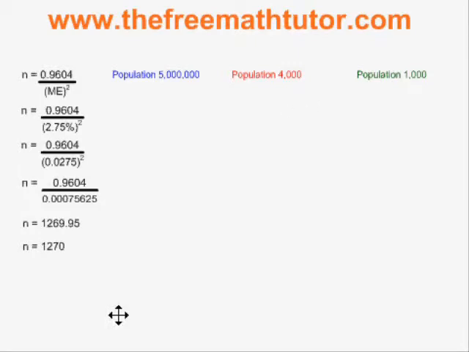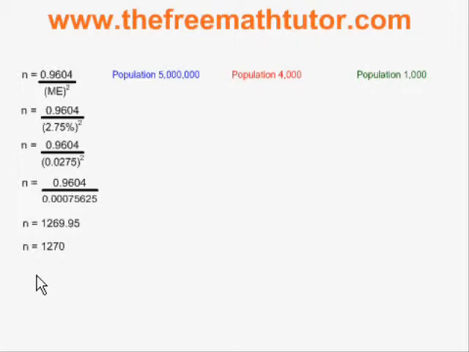And it makes even less sense to tell someone that they need a sample size of 1,270 if their population is even smaller than that, like this population of 1,000. 5 million might be a reasonable population for a state or a province or even a country. 4,000 might be a reasonable population for a college or for a small town. And 1,000 might be a normal population for a high school.